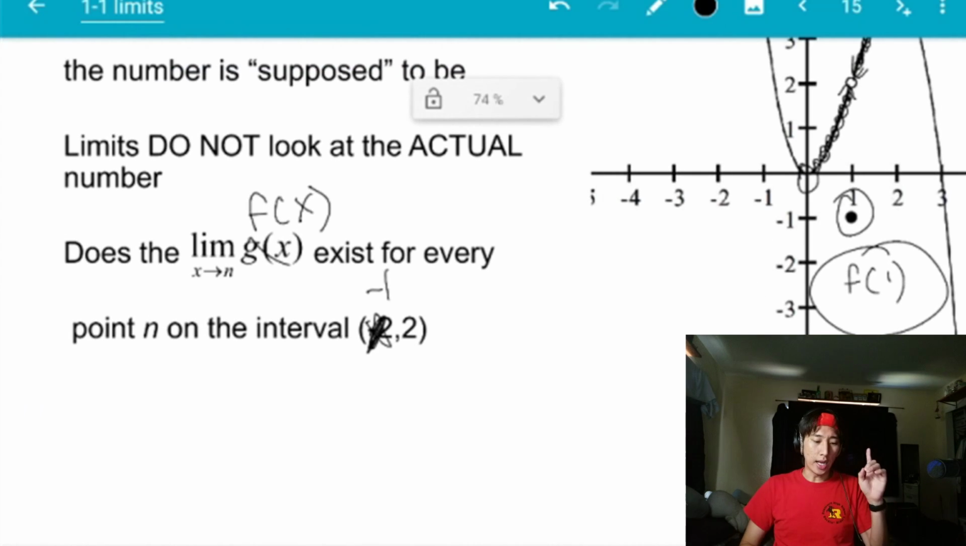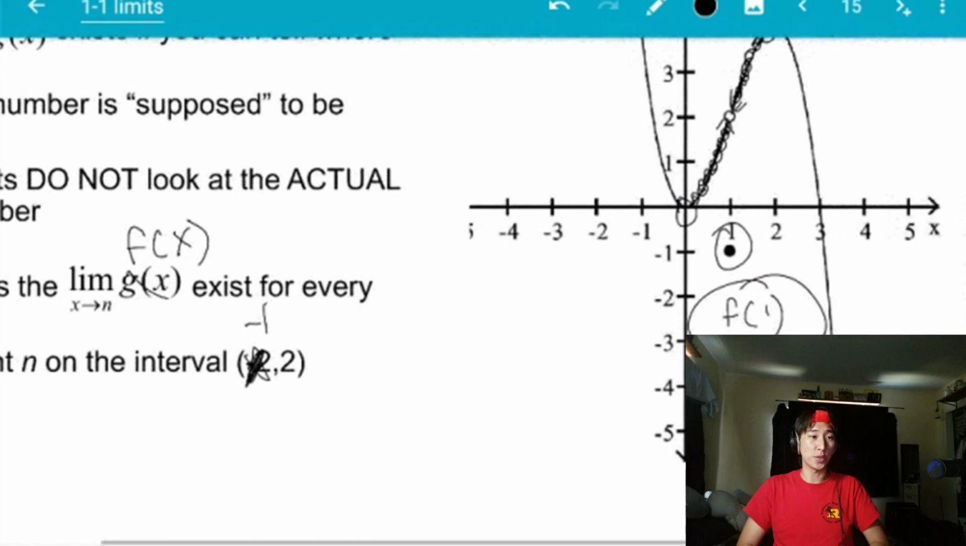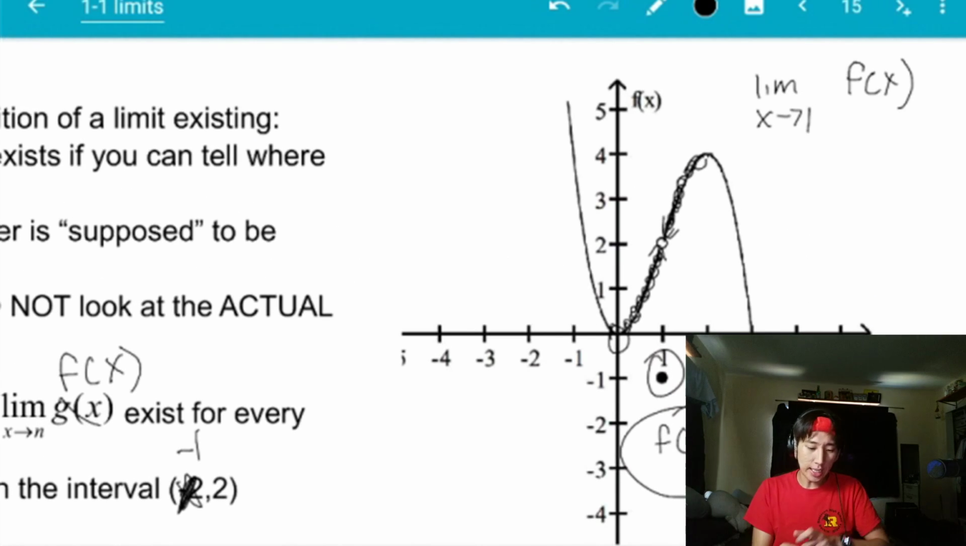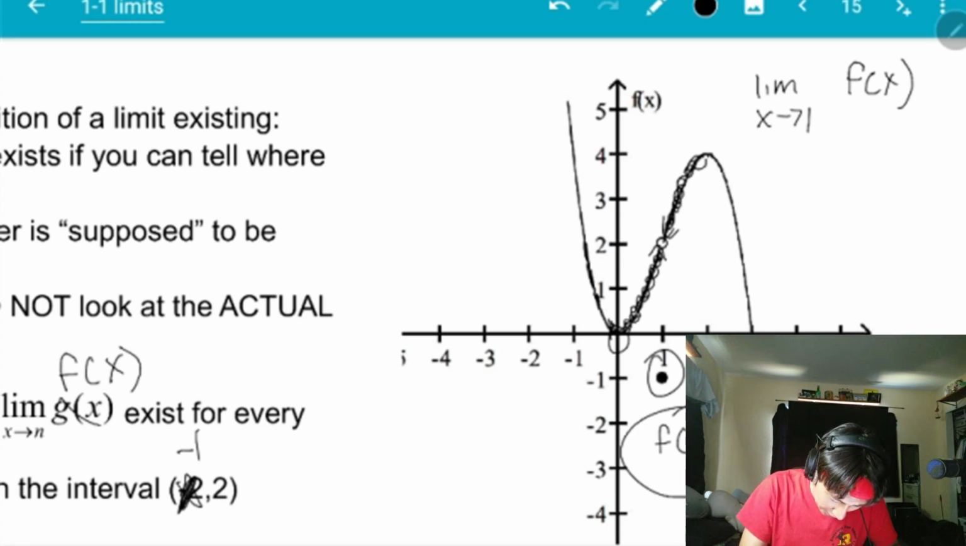So here, it says, does the limit as x approaches n for f of x exist for every point n on the interval -1 to 2? The answer is no. The reason why is because basically you're saying, okay, can I find the limit here? Yeah. Can I find the limit here? Yeah. You're basically saying, can I find the limit at every single one of these points? And it looks pretty good, but what about here?